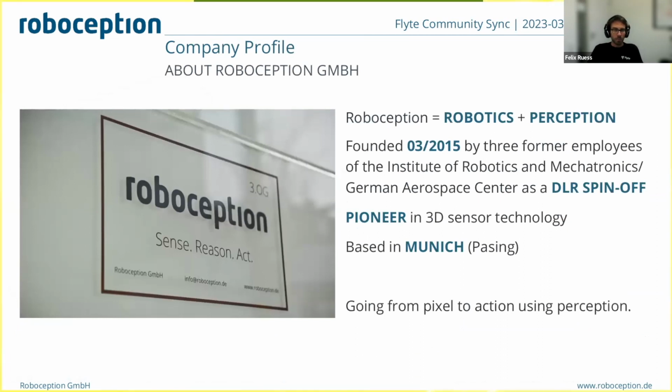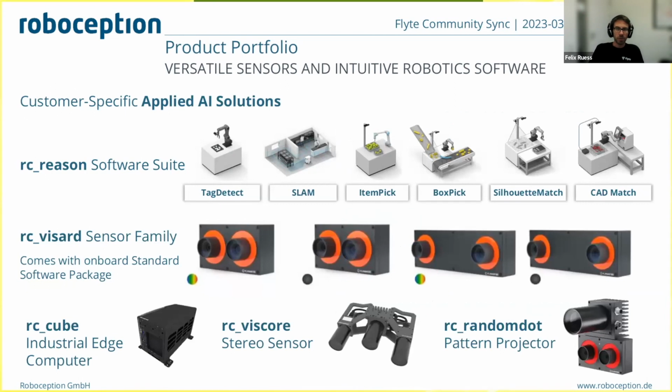So I'm with Roboception. We're a rather small company, founded in 2015 as a spin-off from the German Aerospace Center. We make 3D sensors and mostly software based on that. The idea is that we go from pixel to action using perception. And we're based in Munich in Germany.